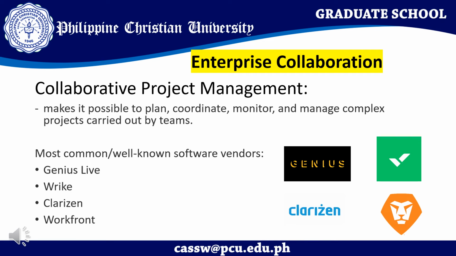The software market continues to expand from collaboration tools to more comprehensive project management software that offers strong collaboration features. Collaborative project management makes it possible to plan, coordinate, monitor, and manage complex projects carried out by teams. For the most common or well-known software vendors available on the market, I have named a few, such as Genius Project, Wrike, Clarizen, and Workfront.